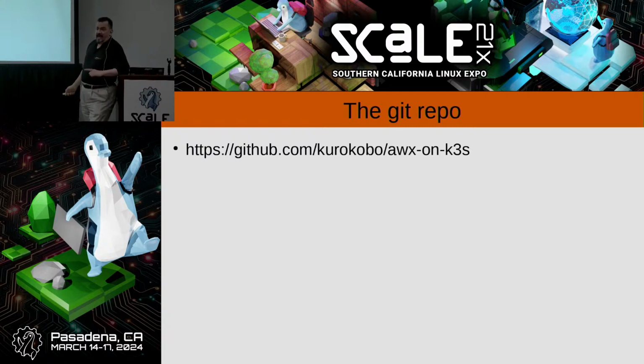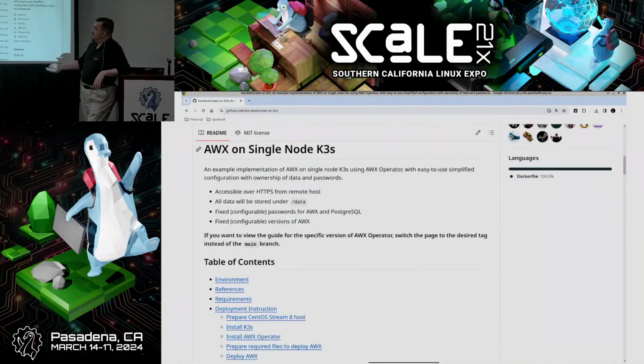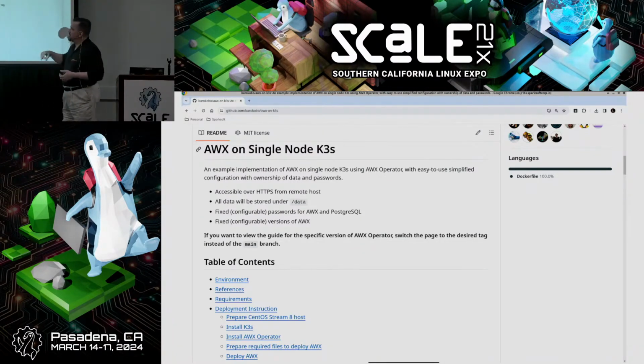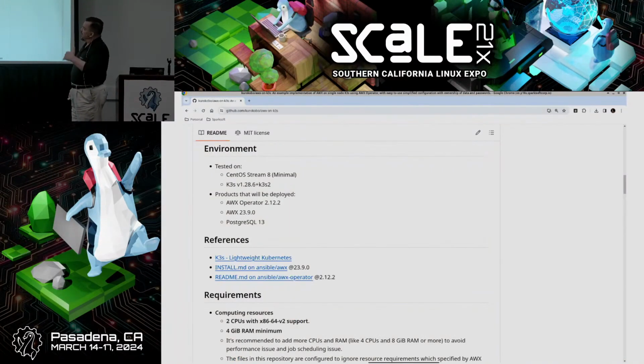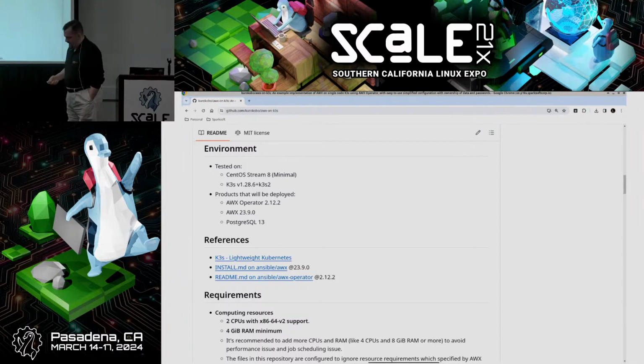But if you go look at the GitHub repo, you can dig down into the README, and it talks about, we're going to use the /data directory. You're going to set your passwords for both AWX and Postgres, et cetera, et cetera. I was like, okay, cool. And then I read down, and it was like, I tested it on CentOS Stream 8, and I was like, okay, message received. And I did it on CentOS Stream 8.